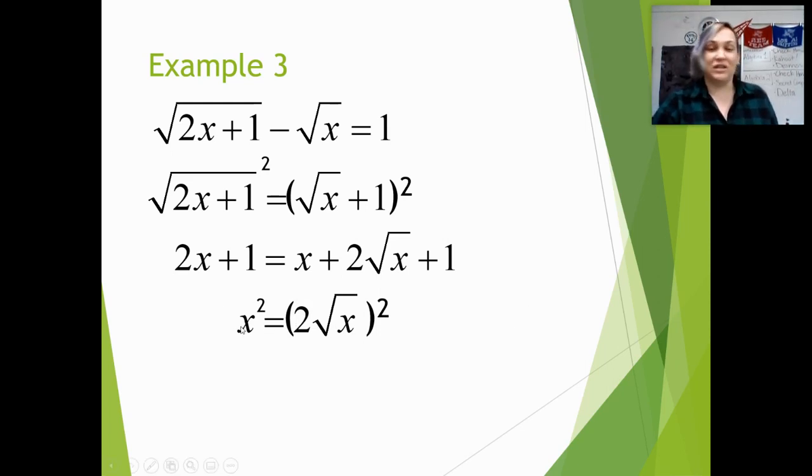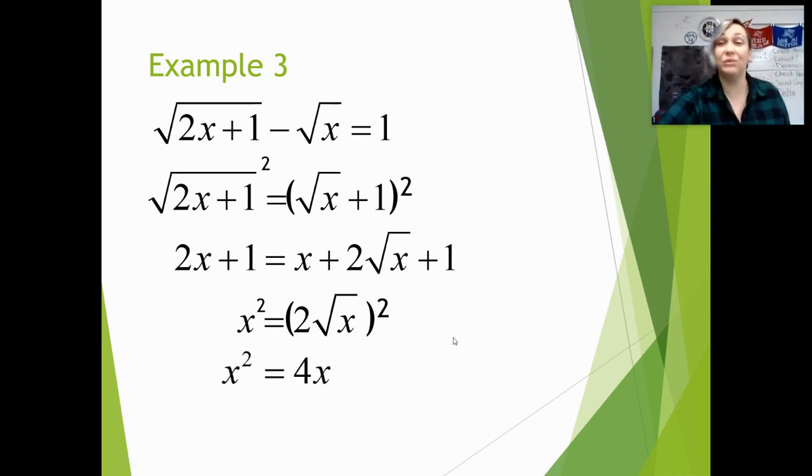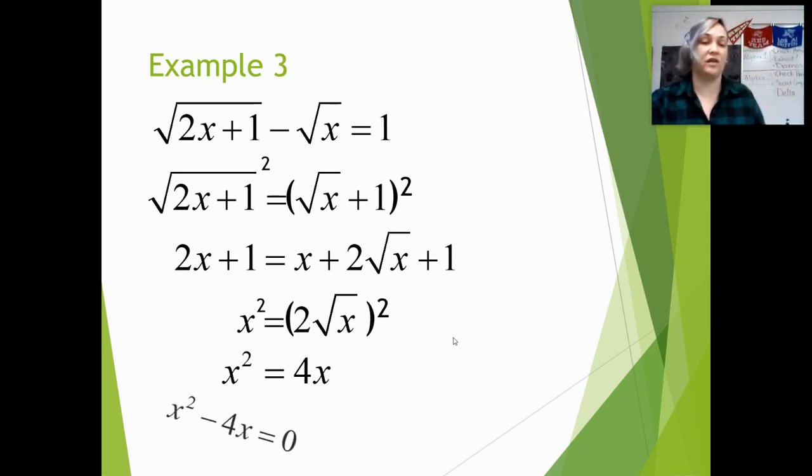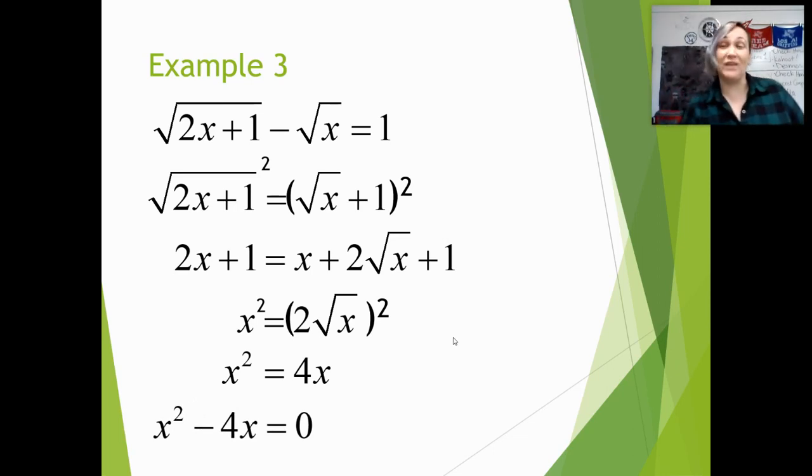On the left side, it's just going to be an x squared. Don't forget when you're squaring this that the number that's not under the radical does actually need to be squared. And then this square root and that square will just cancel. Similar to our first video, in this one, I have an x squared in my equation. And so I need to set this equal to 0, and I'm going to use factoring to solve. So I'm going to subtract the 4x to the other side. When I'm factoring, I like the x squared to be positive. That's the best way to factor.